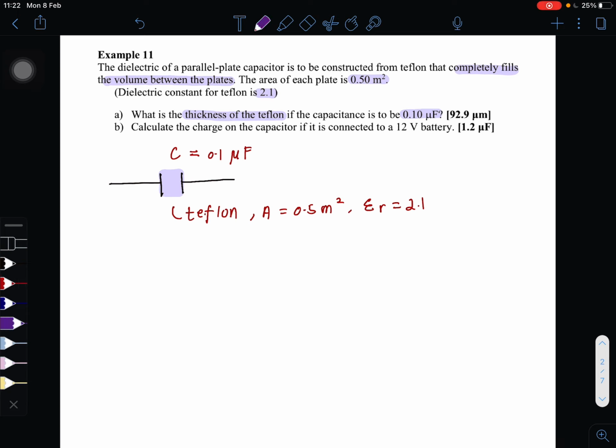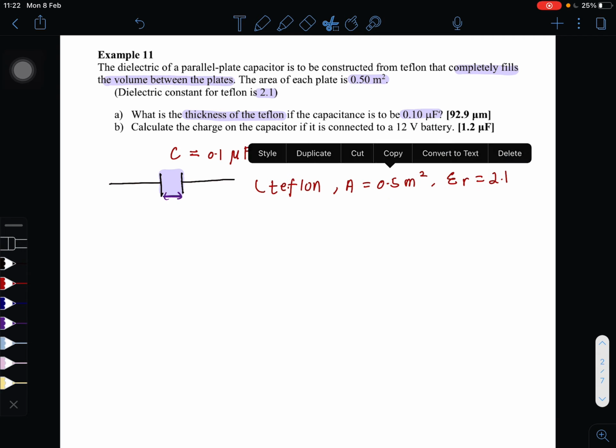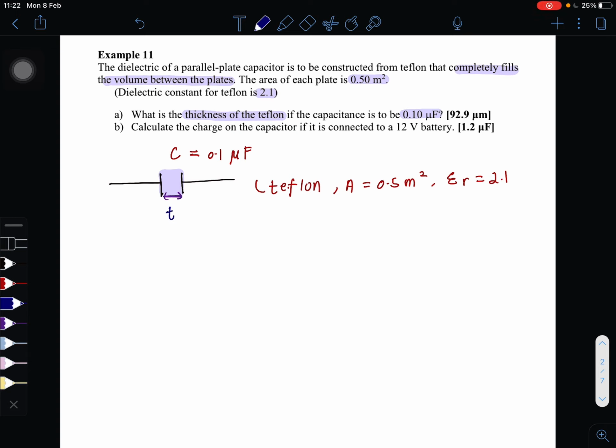So this thickness is the same width. So let me remove this. The thickness of the Teflon is actually the same as the distance between the two plates because it completely fills the volume between the plates. So now what we want to find is actually the value for D.